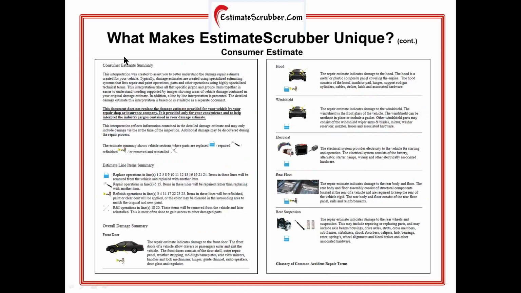Okay, we also offer a consumer estimate, and what it does is it takes the scrubbed estimate and it turns it into something that a layperson could read. Basically, we use a door for a replaced panel, a hammer for repaired panel, spray painter for refinish, and a tire iron for remove and install. And we explain the operations by the sections that have been scrubbed in the estimate. This can be printed out and it could be given to a customer to help them understand the estimate.